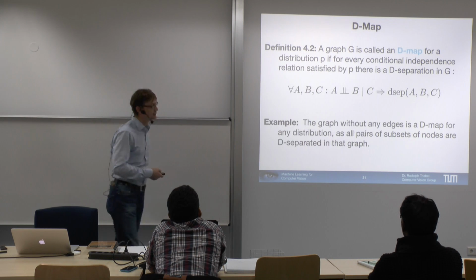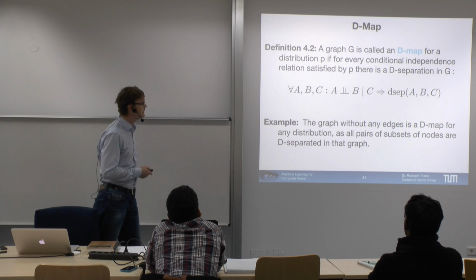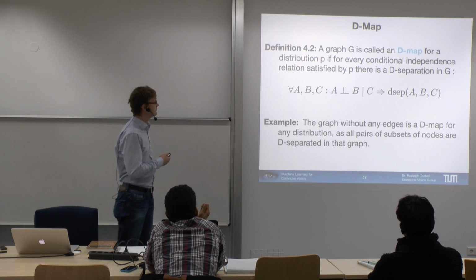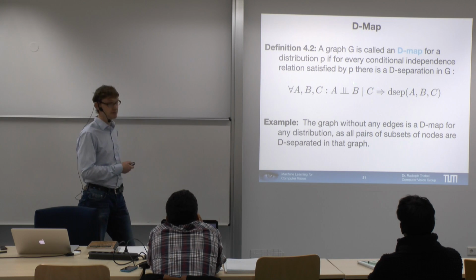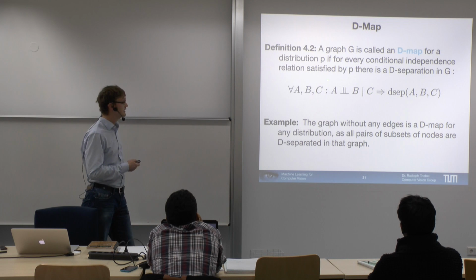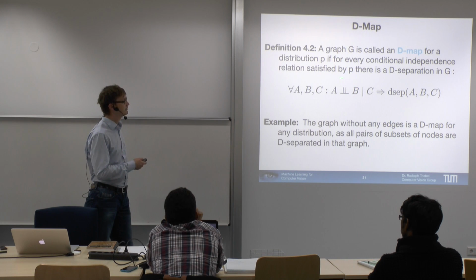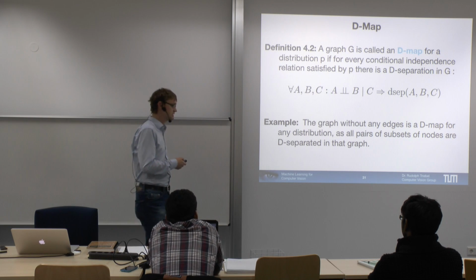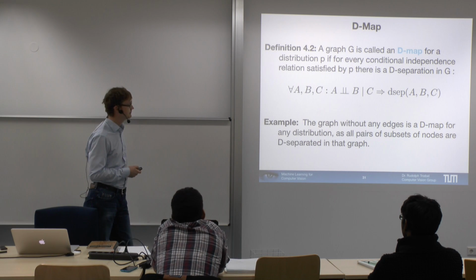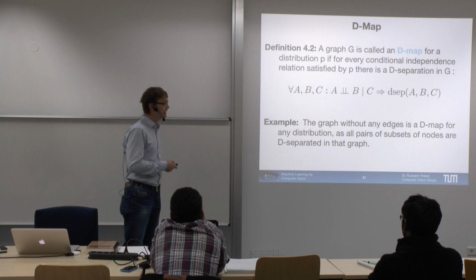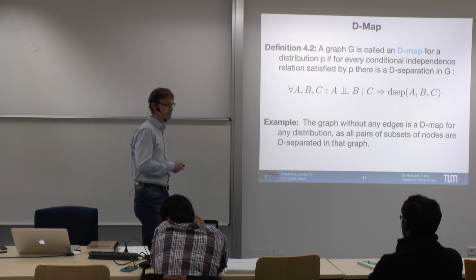Now we can see through the opposite. We can now define what a D-map is. A graph is called a D-map for distribution P if for every conditional independence relation satisfied by P, there's a d-separation in G. So this is the opposite way, right? Now we say, if we know that A is conditionally independent of B given C, if for all these relationships of independence it is true that we find a d-separation in the graph, then we say that this graph is a D-map, right? And here again, the opposite example, the graph without any edges is a D-map for any distribution, because all pairs of subsets of nodes are d-separated in that graph, right?